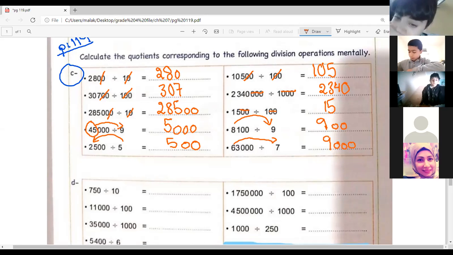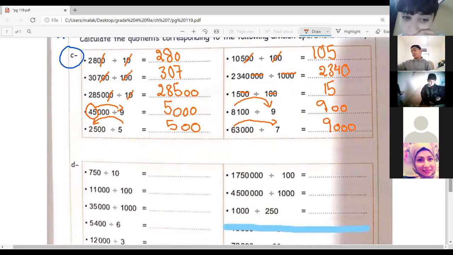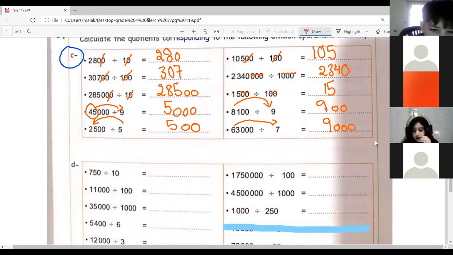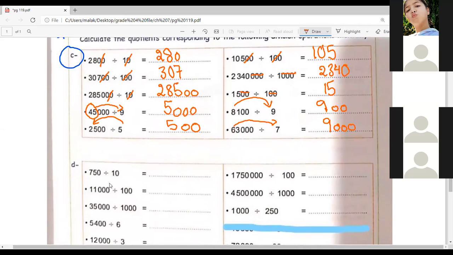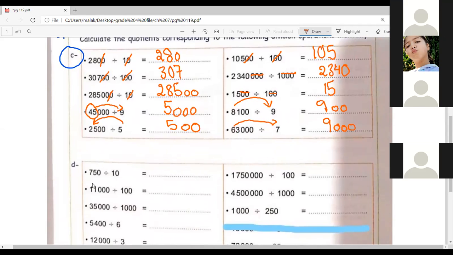So is part C clear? Yes. Okay. Let's start now with part D. Aziza. Yes, teacher, part D. We cross 1 zero from each number and it will be 75. Bravo, Aziza. Thank you.